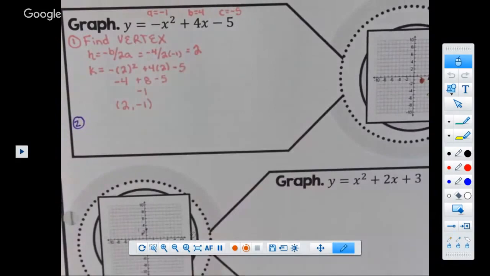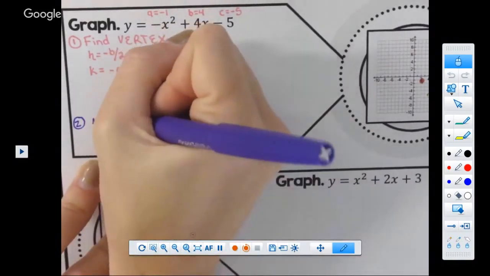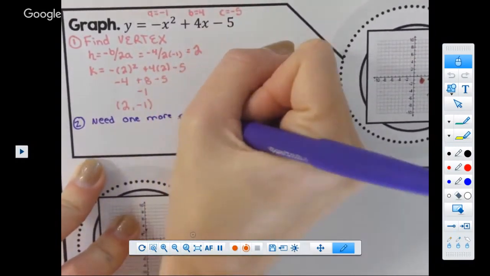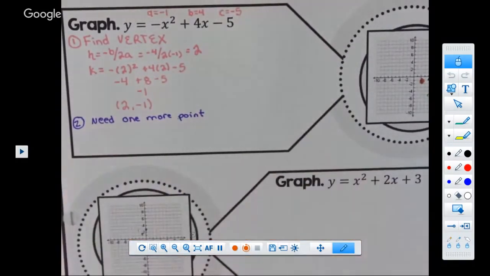So we kind of said in the warm-up, in order to graph these parabolas, we need the vertex, and we need to find one more point. So the second thing we've got to talk about is how we find another point. So I'm going to write that. We need one more point. So I gave y'all something on Wednesday. It's going to be a really fast way to find another point. It can be any point.